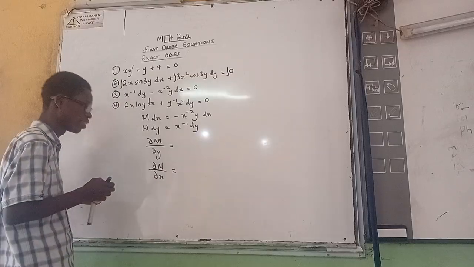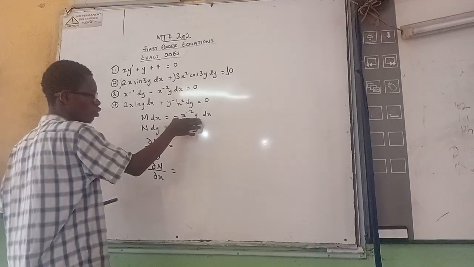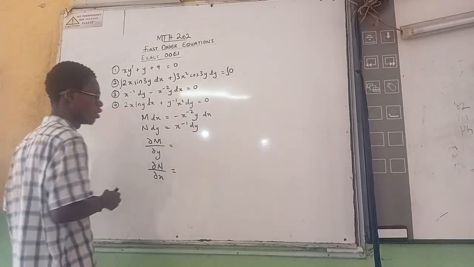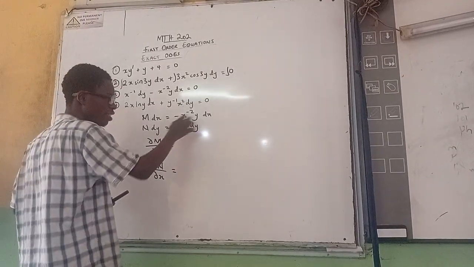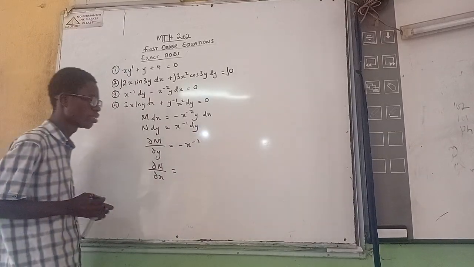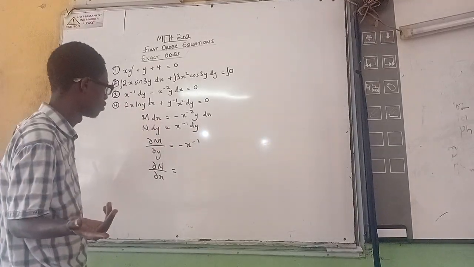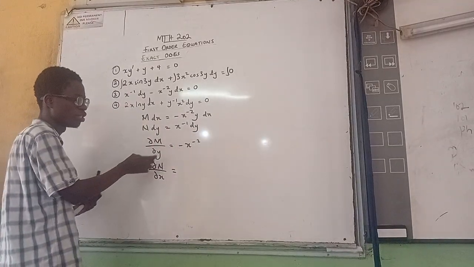Now let's check if it is exact. If we differentiate this function with respect to y, what are we going to get? Everything here is a constant. Minus x minus 2 is a constant. So we are differentiating y. If we differentiate y, it's going to disappear. So this is our differential of m with respect to y.